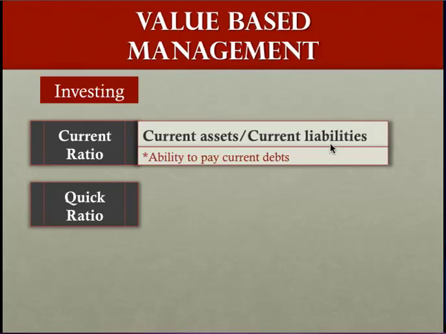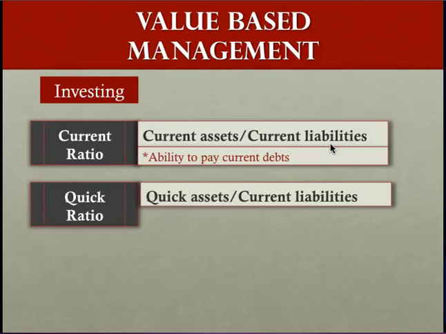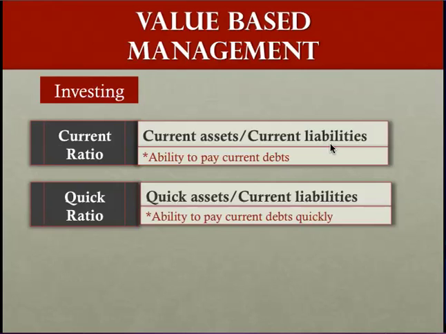And so you don't want this ratio to necessarily be too high. The quick ratio is just a spin on the current asset ratio. It's just taking a select amount of assets, called quick assets, and dividing those by current liabilities. By quick assets, what we mean are cash, marketable securities, and accounts receivable. This tells the ability to pay our current debts quickly, so with those quick assets that are just much more liquid.